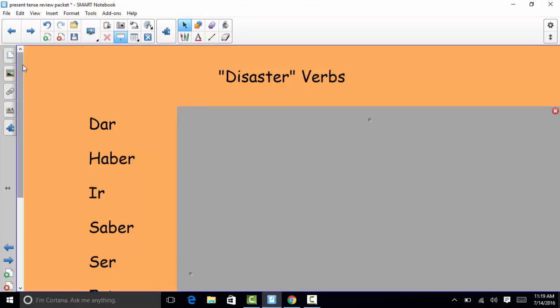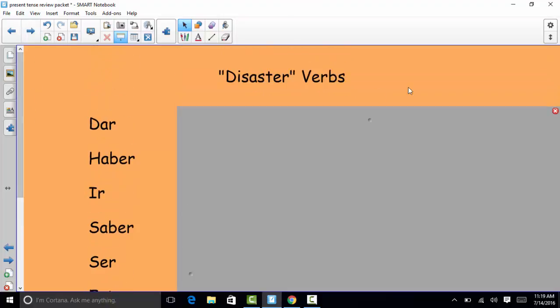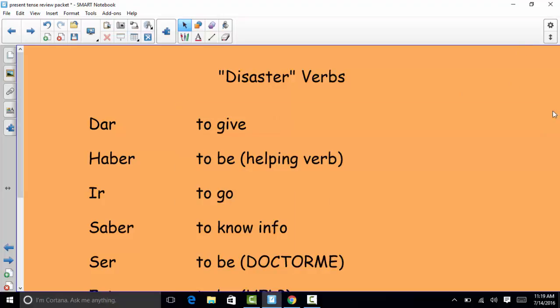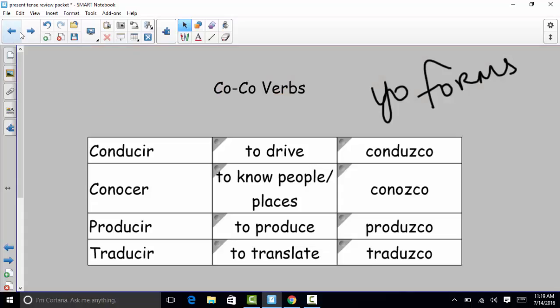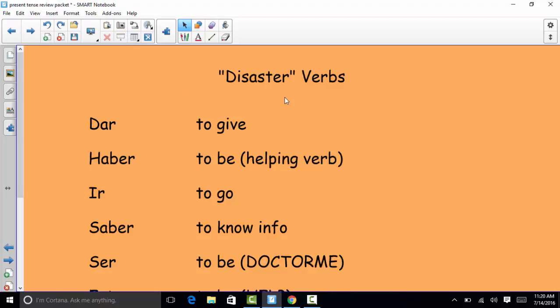Okay, and then we have los desastres, the disaster verbs. We just call them this because they don't really form a pattern. There's no way of really predicting what these forms are going to be. They're all just completely irregular. So what I'm going to do, because you guys don't have these conjugations here, is type them in for you.